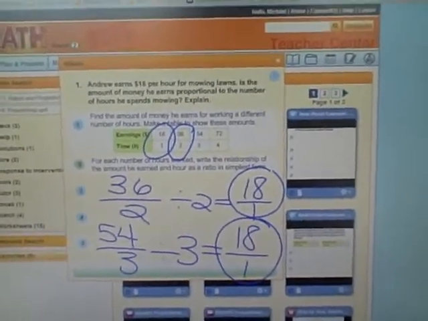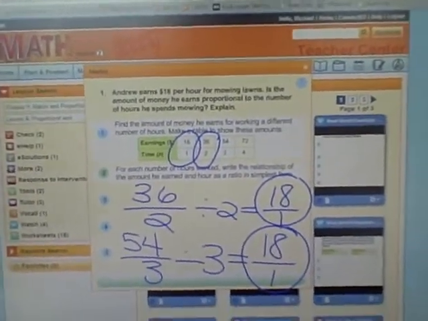Page 34 in your textbook. That's all. Page 34 in your textbook. Please do letter A. I would like you to make a table.